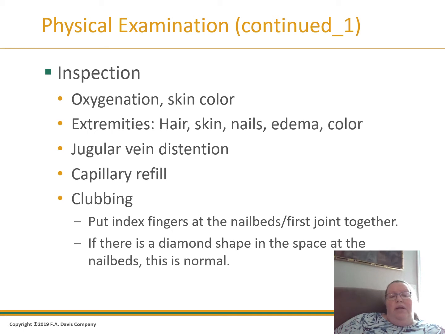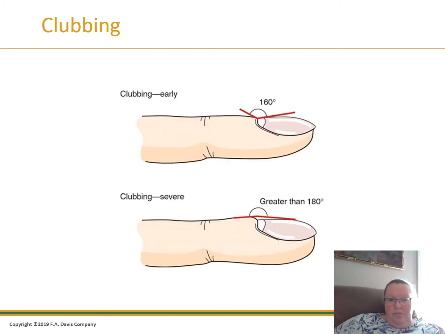So put index fingers at the nail bed's first joint together. If there is a diamond shape in the space of the nail bed, this is normal. I don't know what that means. So I think it means whenever you're checking the cap refill, you're doing this, see, normal. Here we go. Clubbing early is at 160 degrees. Clubbing severe is greater than 180 degrees.